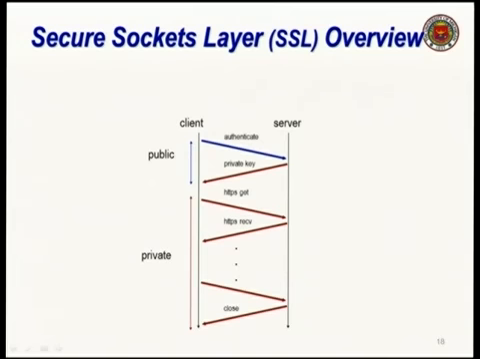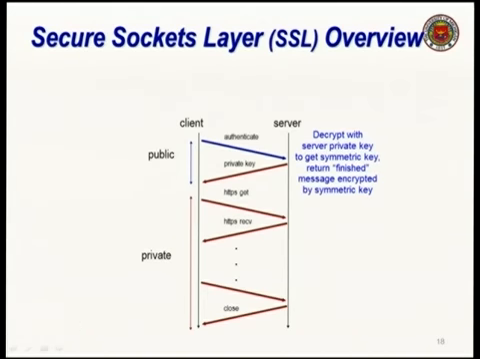This is a way to authenticate and communicate with another party in a secure manner. This is time going down, and these are the messages going across between the client and the server. Let's say the server is my bank, and this is my client, this is my browser. So the first thing the browser does is it encrypts its symmetric key that it wants to use for bulk encryption with the server's public key that it authenticated for its bank. It then sends that message to the server.